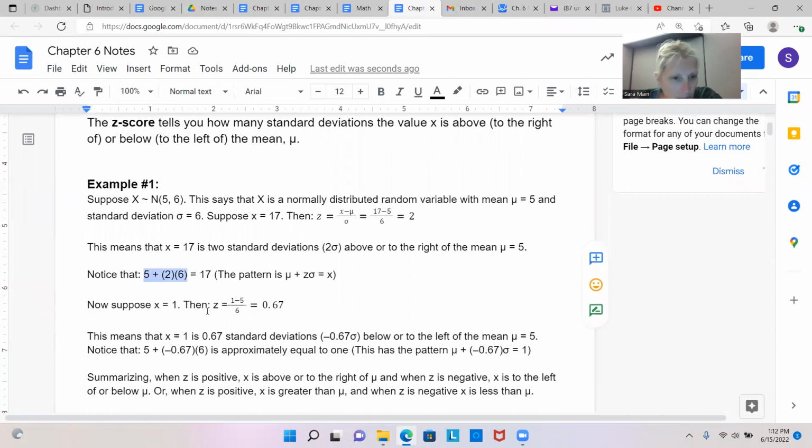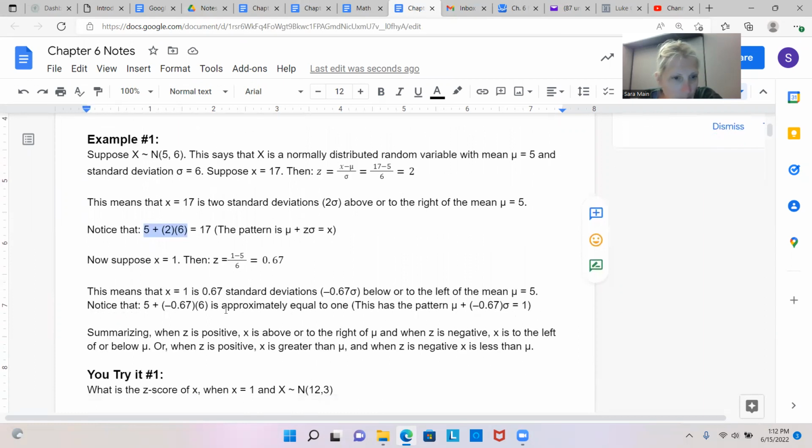Now suppose X equals 1. Our z-score would then be 1 minus 5 divided by 6, which is 0.67. This means that X equals 1 is 0.67 standard deviations below the mean. My apologies, this is a negative: a negative 0.67 standard deviations below the mean. And so 5 plus a negative 0.67 times 6 is approximately equal to 1.